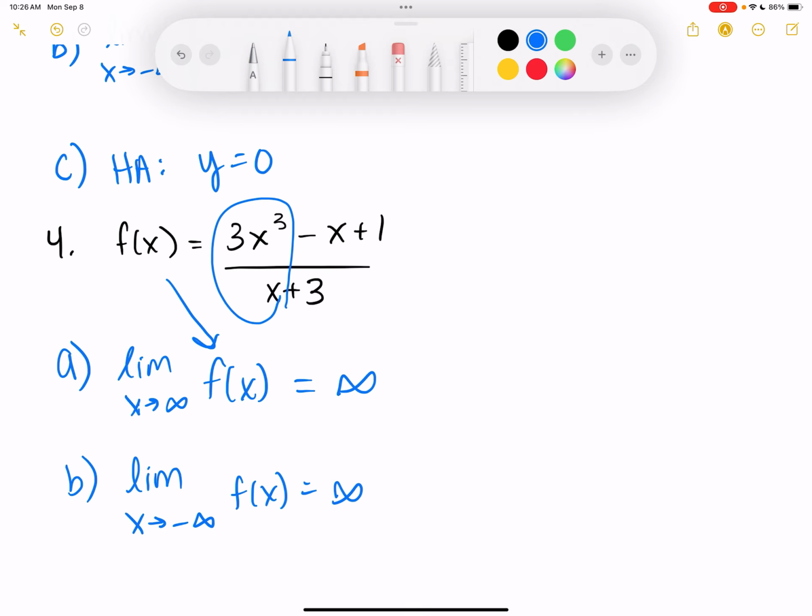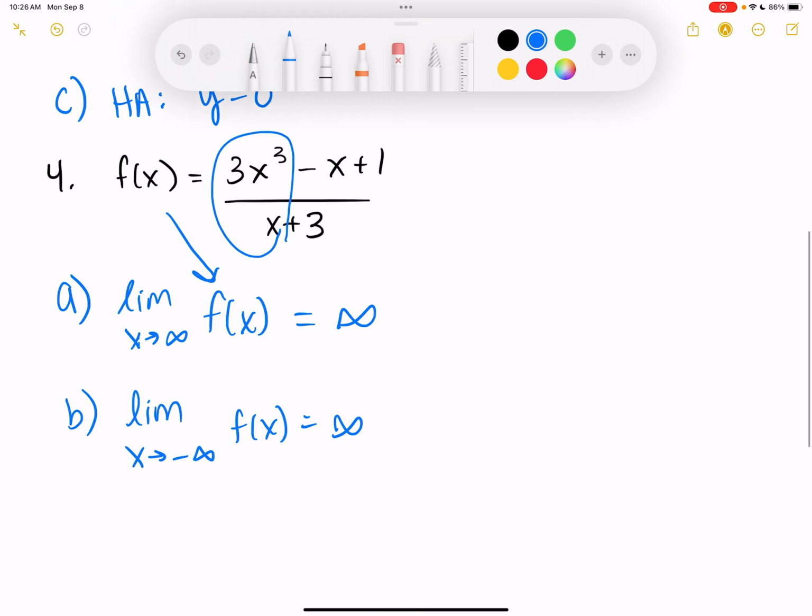So then horizontal asymptotes. Again, we only care about the highest power, so this is bigger on top, so that means there's no horizontal asymptote. So I usually just write none or no HA or something like that.